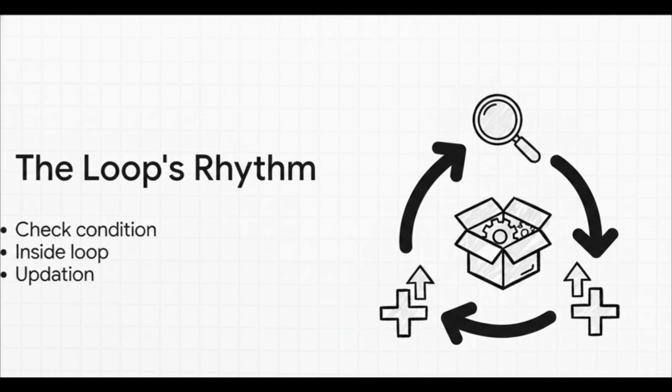Once that initial starting box is created, the computer falls into a really strict 1, 2, 3 waltz. Step 1, check the condition. Is i less than our limit? If yes, keep going. Step 2, go inside the loop. Execute whatever code is sitting in there. Step 3, updation. Add 1 to our i box. And then the rhythm just repeats. Check condition, go inside, update. Check condition, go inside, update. This whole rhythm continues flawlessly until that condition check finally fails.